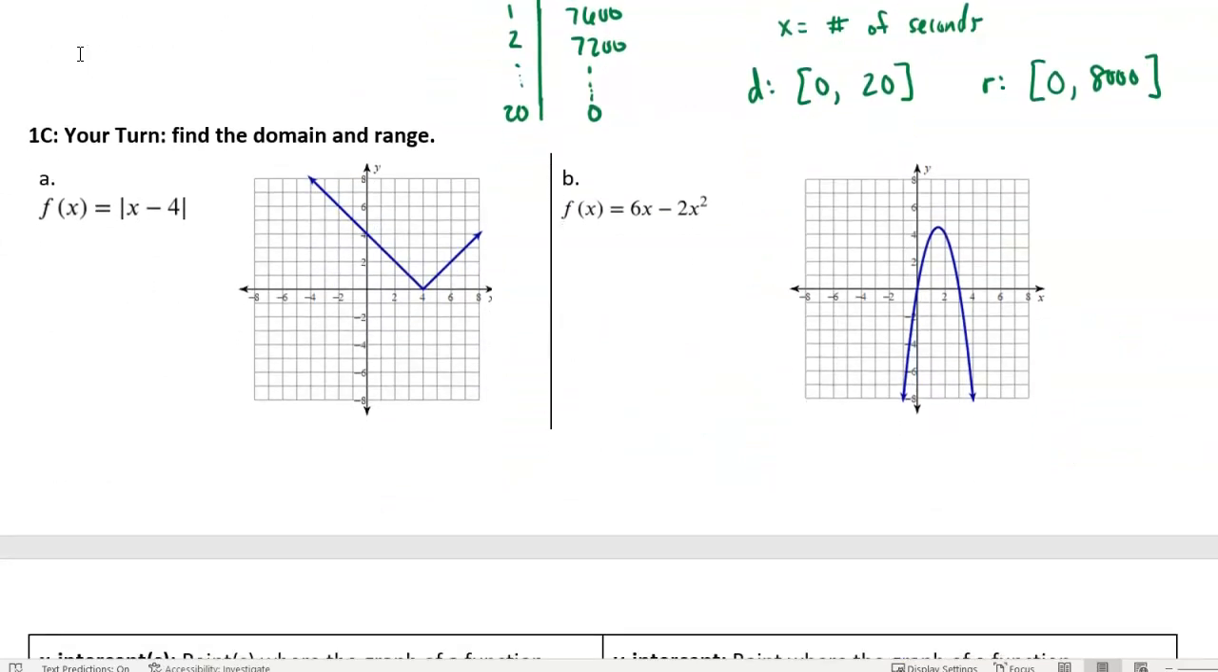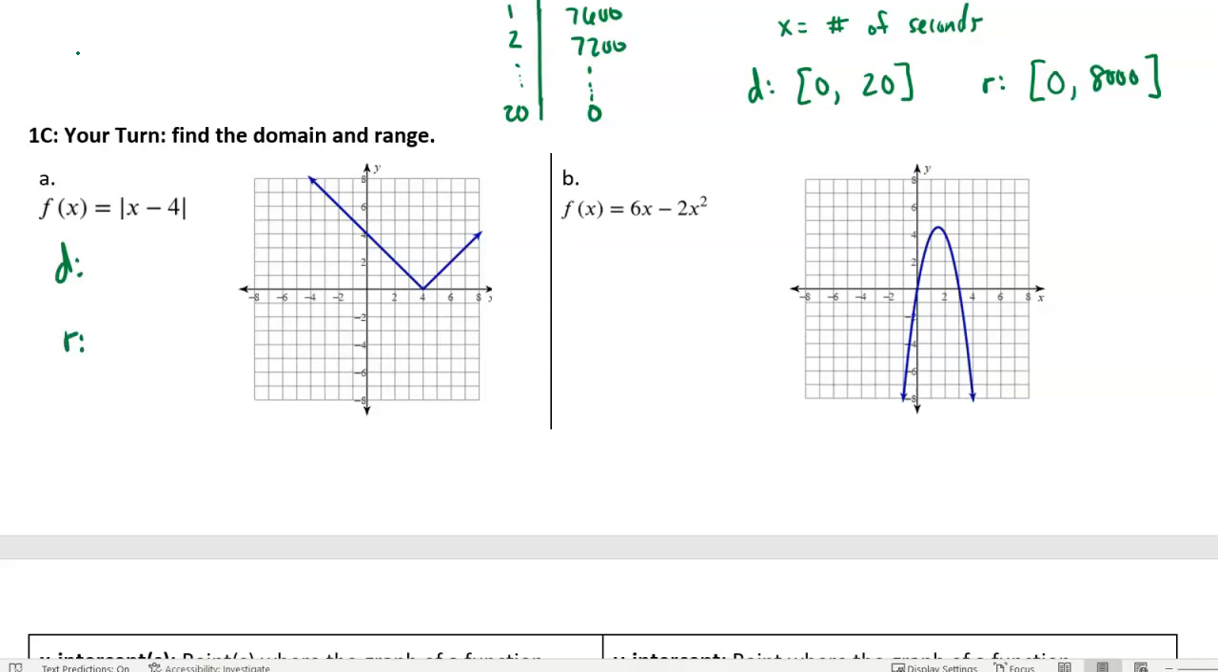All right, here's what I want you to do. They gave us a couple of functions here, and the graph is given to us. I want you to do the best you can, based on what we've learned so far, to just find the domain and range. So why don't you go ahead and pause the video and hit play when you're ready to check to see if you've done it correctly. All right, let's see how you did.